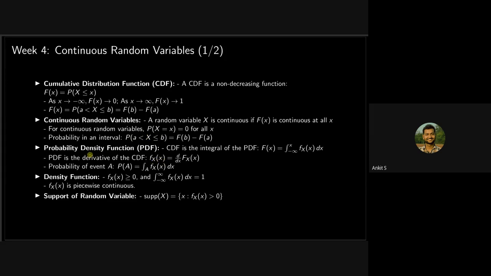Then the probability density function is just the differentiation of the CDF function, and the probability of an event is just the integration of the PDF function for that range, right? Then we have the density function. Okay, we have some properties of the probability density function. First of all, it is piecewise continuous.